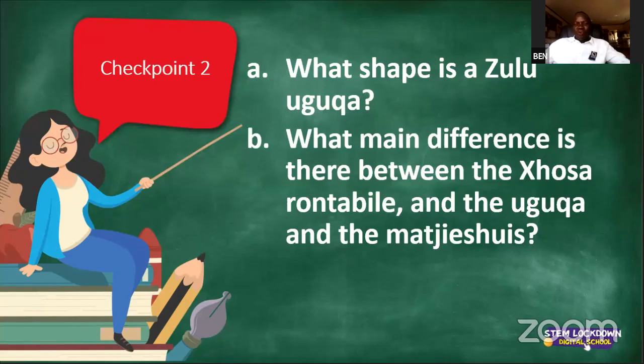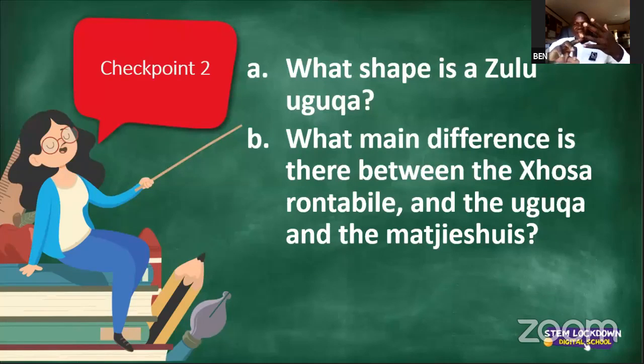So it took very long for these people to find out the right materials and the right shapes they should choose. Now, number B, what main difference is there between the Xhosa, Waterbile, and Iguka and the Makis Hayes? The main difference. What is the main difference between those three houses that you have seen? Yes, it is the shape, the material used.